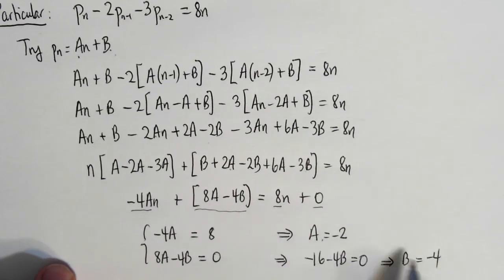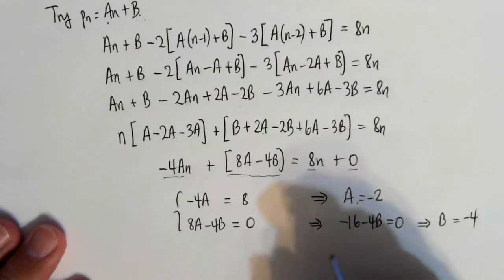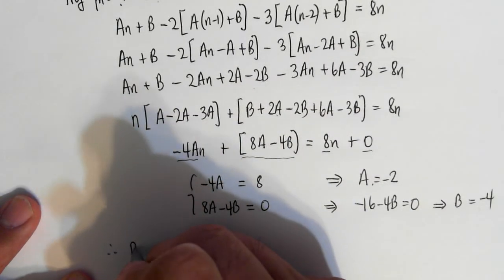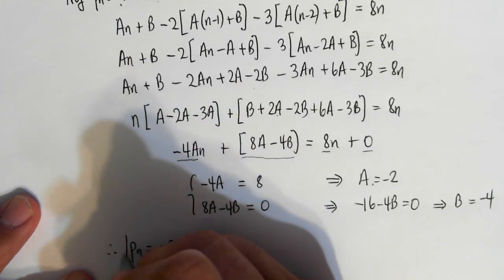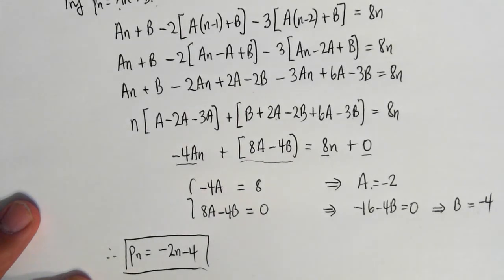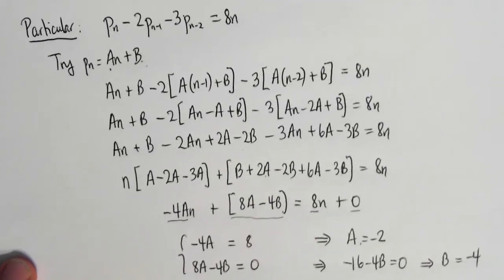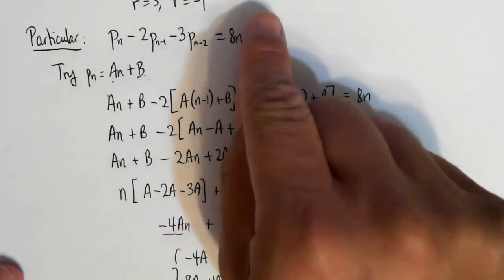And so there's my a, there's my b. Plugging back into my original particular solution, we find that the particular solution is equal to negative 2n minus 4. And that is one solution of the non-homogeneous equation.